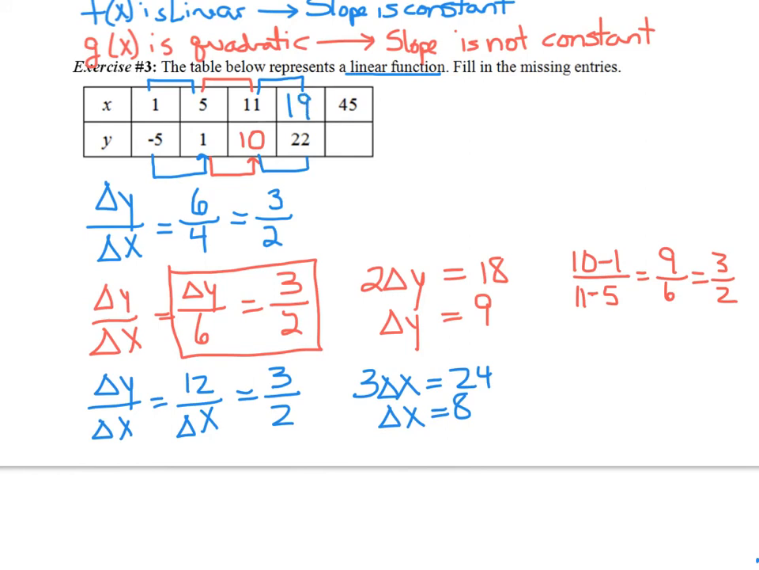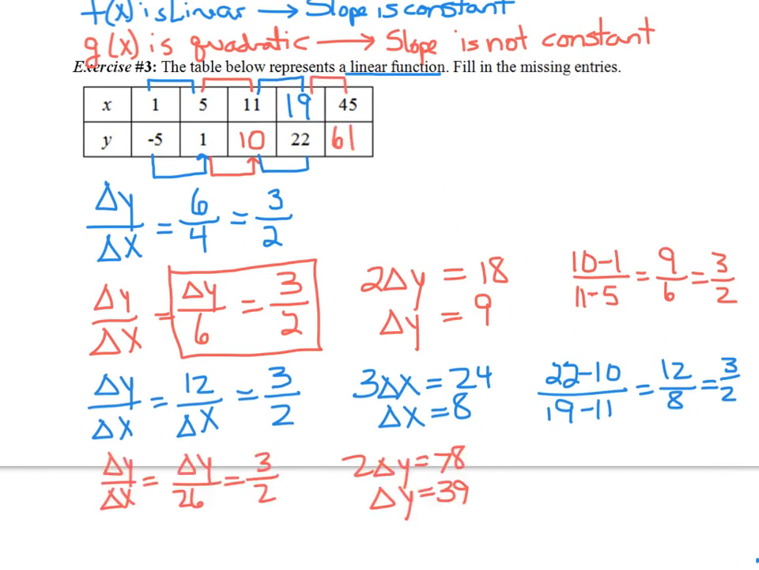Again, if I check that, the change in y, 22 minus 10, divided by the change in x, 19 minus 11, does give me 12 over 8, which reduces to an average rate of change of 3/2. Now, I can only do this kind of calculation if I've got a linear function because I know that my average rate of change is constant. Take a second, stop the video, and see if you can find the last missing value.